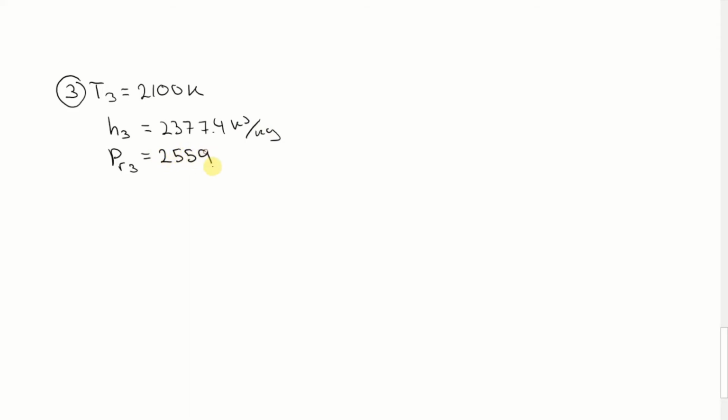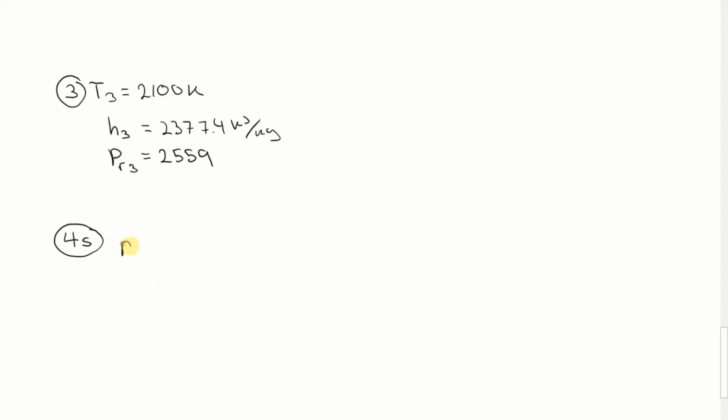Okay, so state 3, we know our temperature. This is equal to 2100 Kelvin. With the temperature, we can find our h3 and our PR3 using table A22. So reading from that table, we get 2377.4 kilojoules per kilogram and 2559. So similarly to the compressor, we're going to next find our state 4s. This will be the conditions of the exit of our turbine if we were operating isentropically.